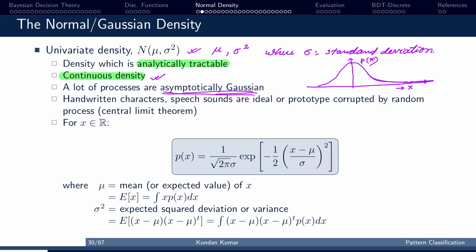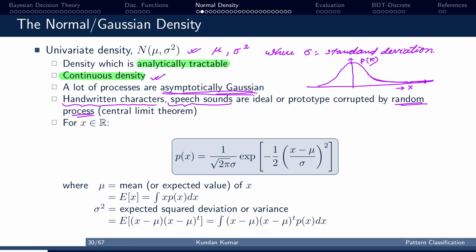So that is why this distribution is very important for many real life experiments. As I discussed, this is very important in handwritten characters. Our speech signal follows the Gaussian distribution. Even our random process contains noise that also follows the Gaussian distribution.